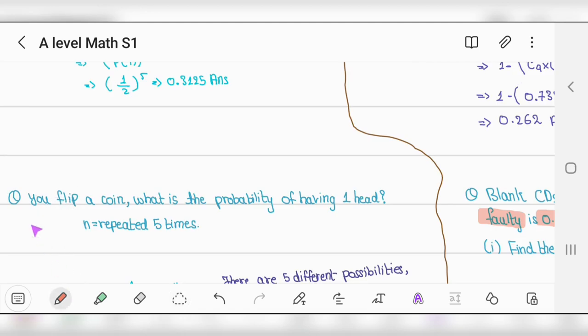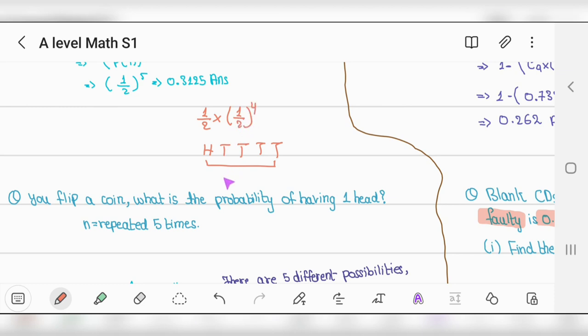So now you have another question, and the question is, you flip a coin, what is the probability of having one head? So this is the probability of success, and having one head is 1/2, and this is again repeated 5 times. Since it has been repeated 5 times, and the probability of having a head, the others would be tails. So there you go, it repeated 5 times, and you have one head and there are 4 tails. Now what is the probability of having a head? It is 1/2, and the probability of having tails is 1/2 again, power 4.